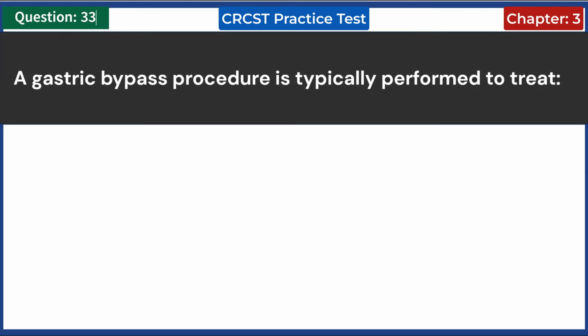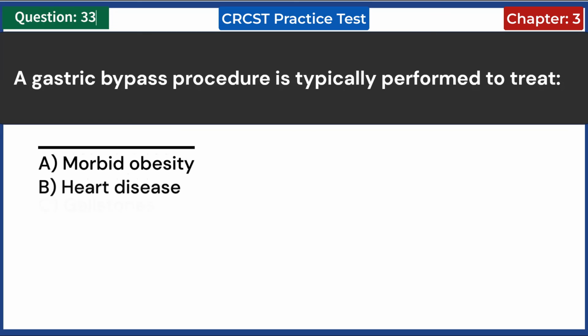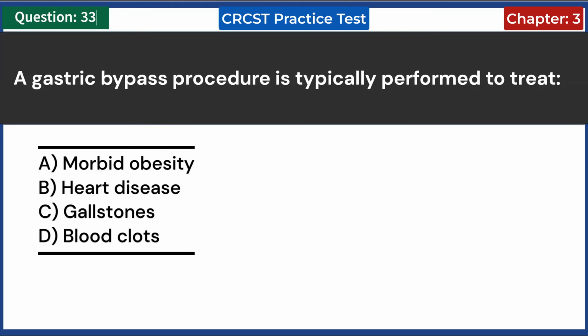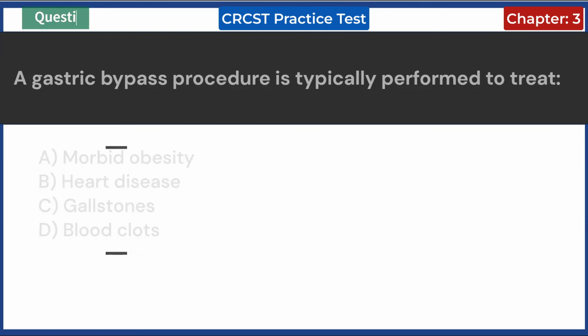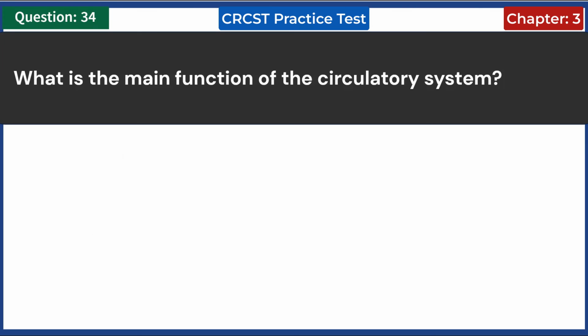A gastric bypass procedure is typically performed to treat: A. Morbid obesity. B. Heart disease. C. Gallstones. D. Blood clots. Answer: A. Morbid obesity.